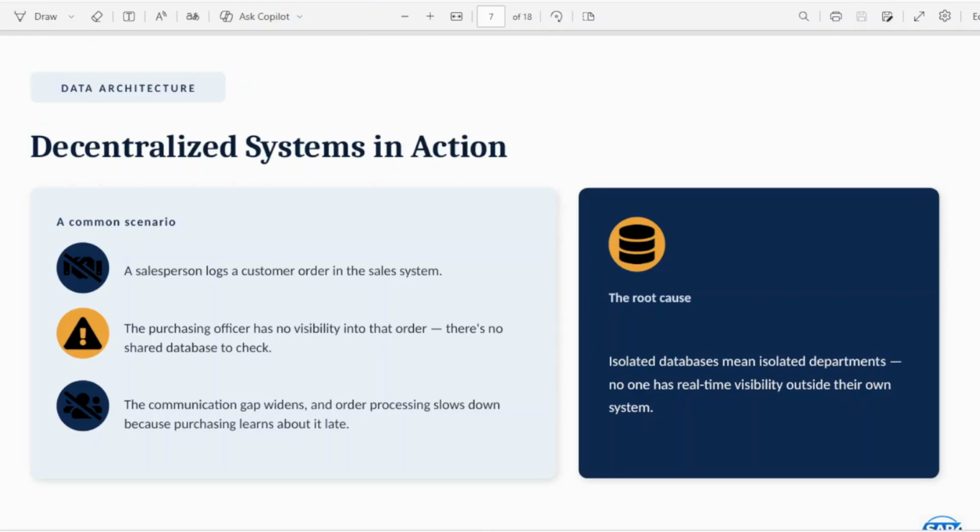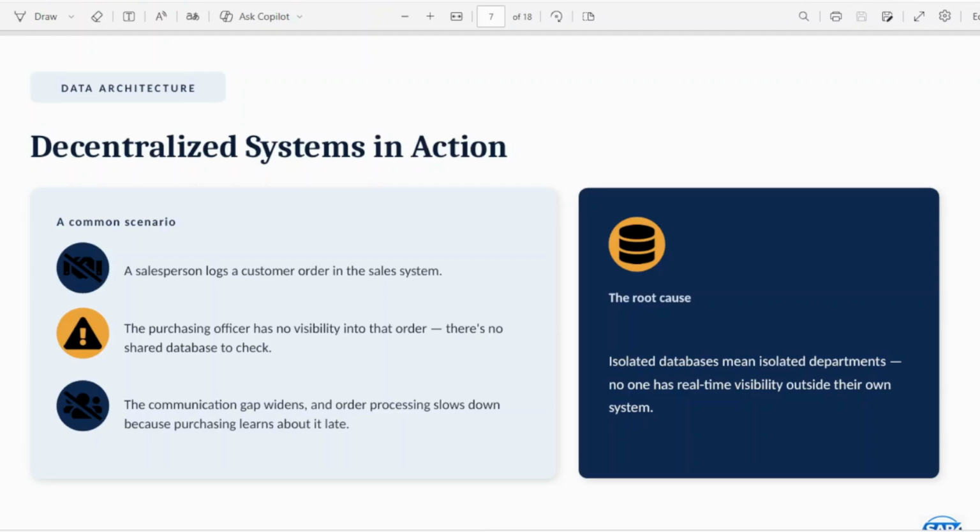Imagine a salesperson gets an order from a customer and enters it into the sales system. Now, the purchasing officers need to know about this order too, so they can arrange the material, but because there is no shared database, the purchasing officer has no idea this order even exists in the sales department. As a result, there is a communication gap. Nobody finds out about the order on time and the whole process becomes slow.